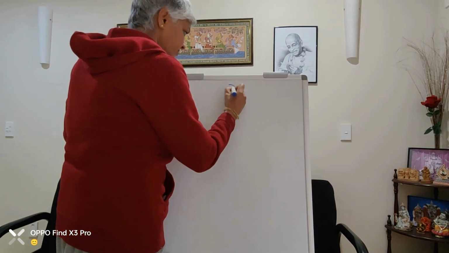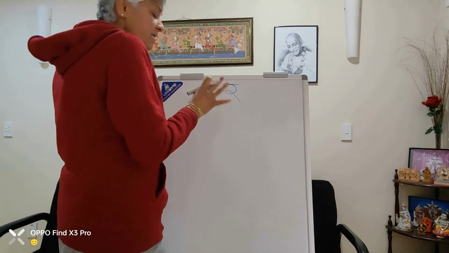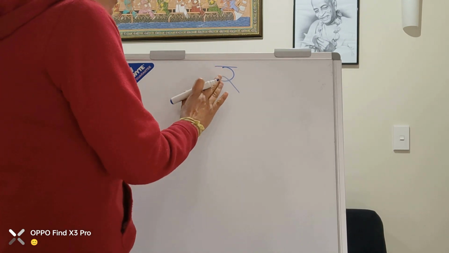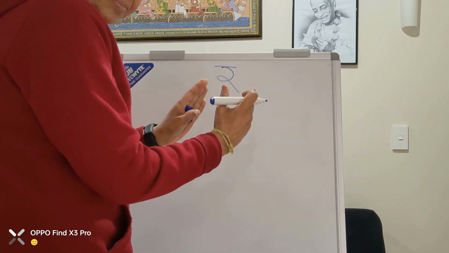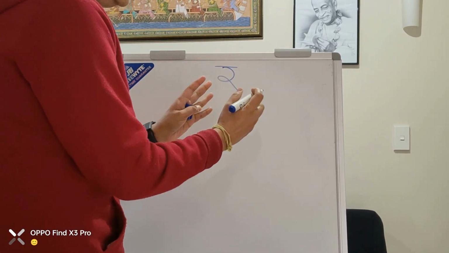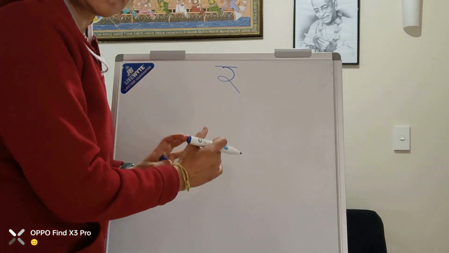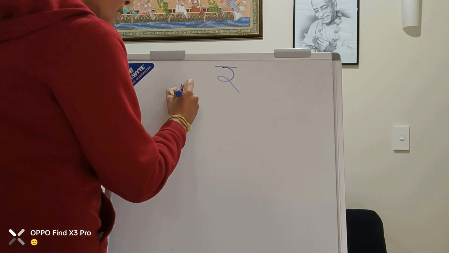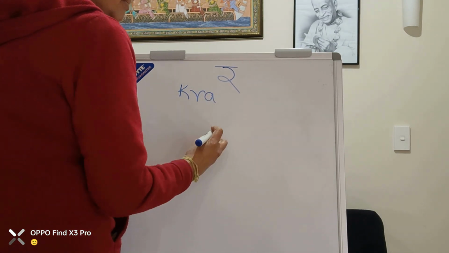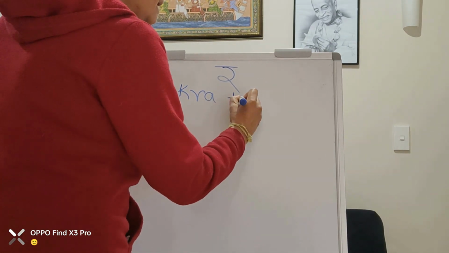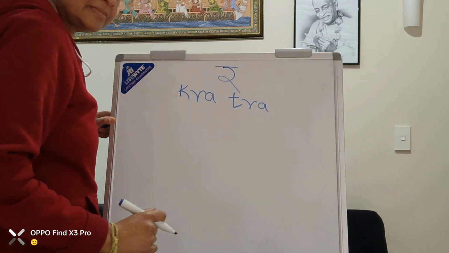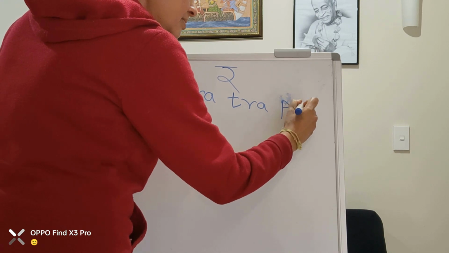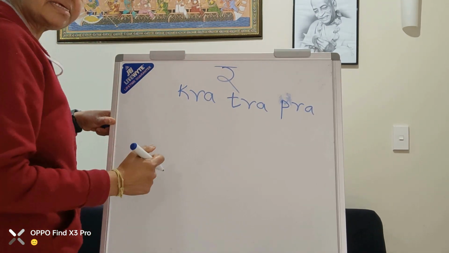Now, continuing with the letter R, we have another problem here. So, you have R. But here, the R is not going to go half. The R is going to be full, but it is going to be sitting after a half consonant. For instance, kra or tra or pra. How are we going to write this?